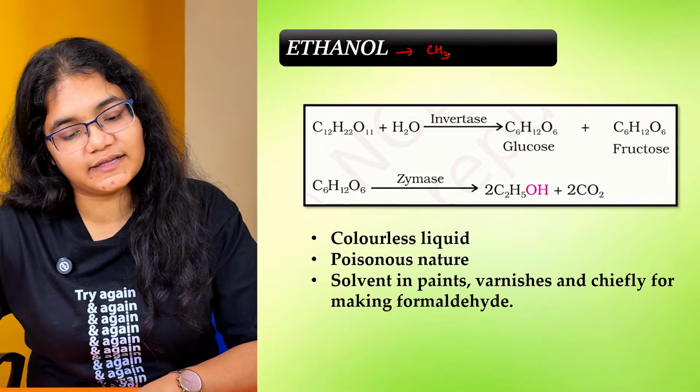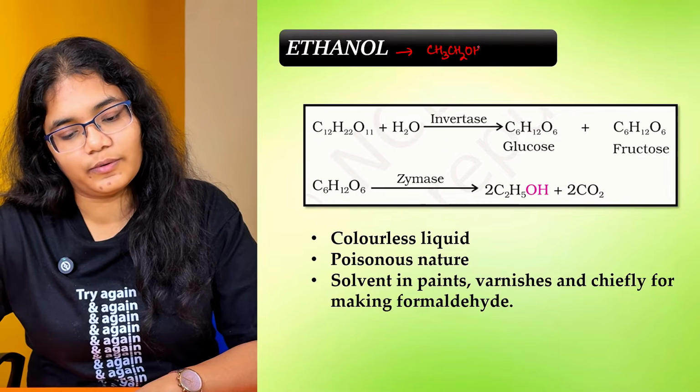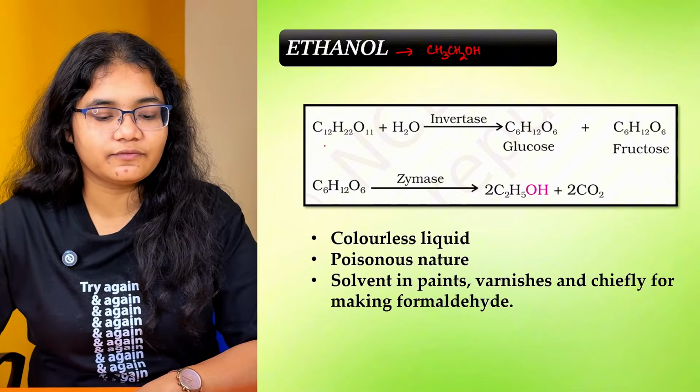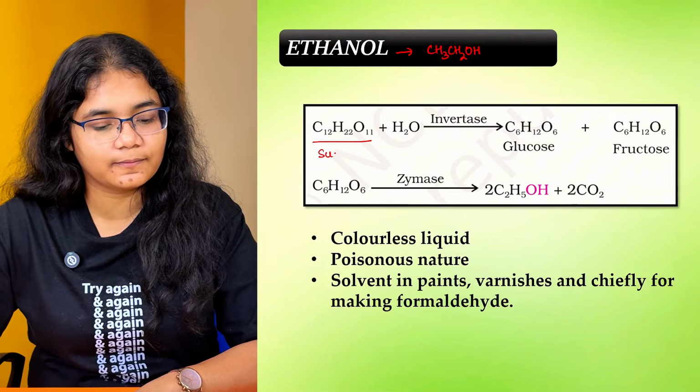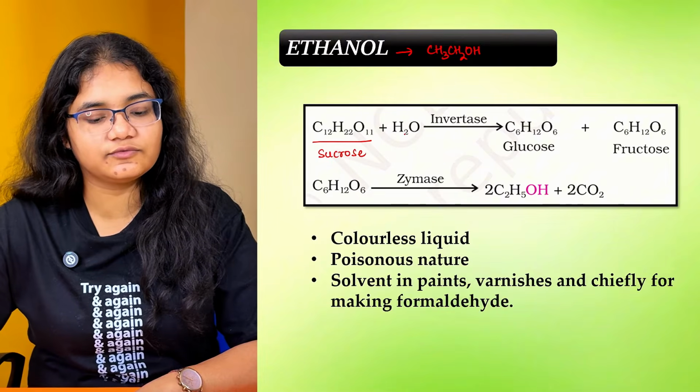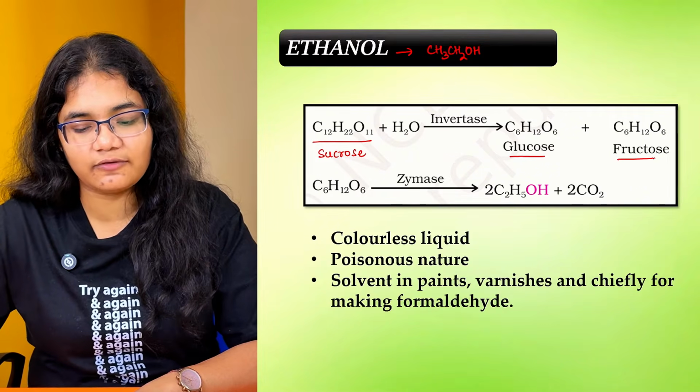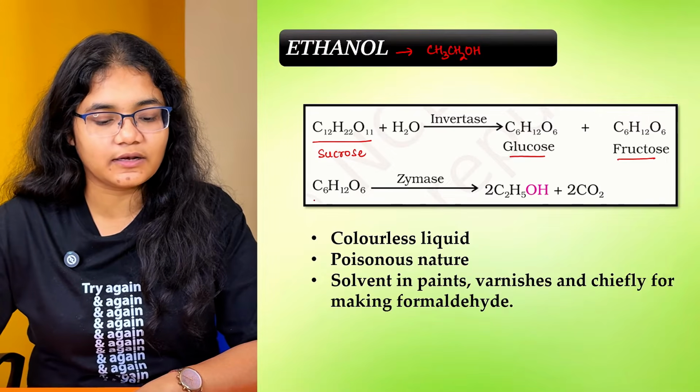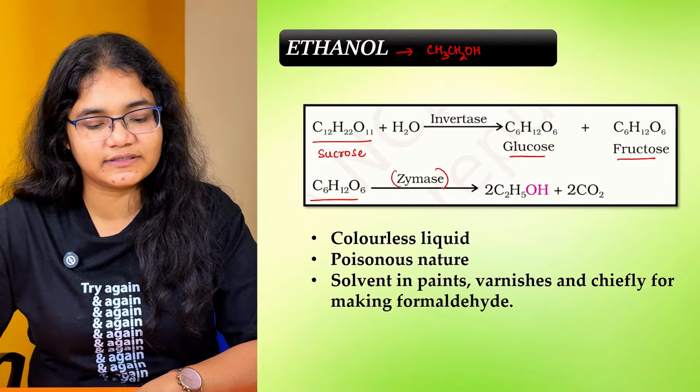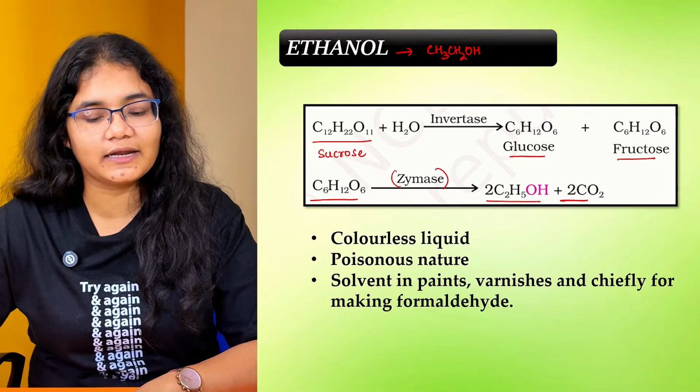Ethanol's structure is CH3CH2OH. Okay, how is it prepared? When you have sucrose, sucrose with water will give you glucose and fructose. Now the glucose will be converted by zymase to give you alcohol and carbon dioxide.